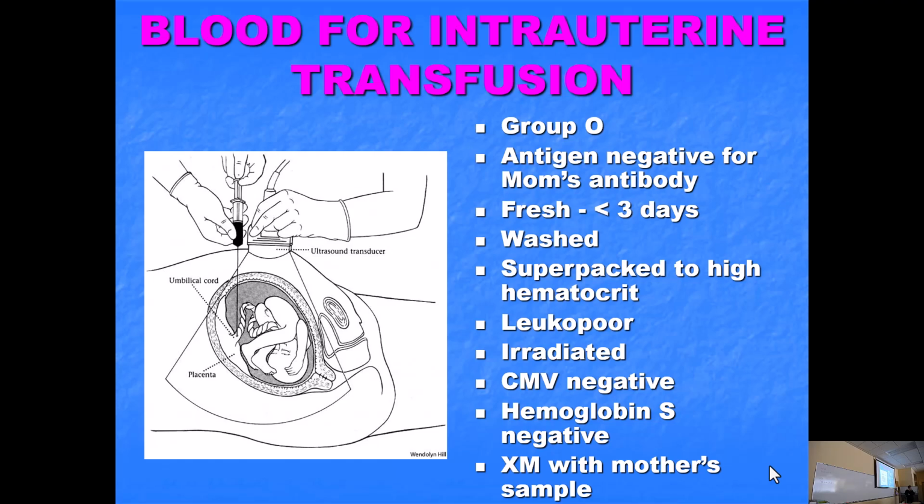Leukoreduce it, run it through a filter. We don't want to give it white cells. Irradiated, CMV negative, hemoglobin S negative, that's sickle. We want to make sure we're giving it healthy cells. And we want to cross-match it with the mom's sample to make sure it's not going to react with mom's plasma.